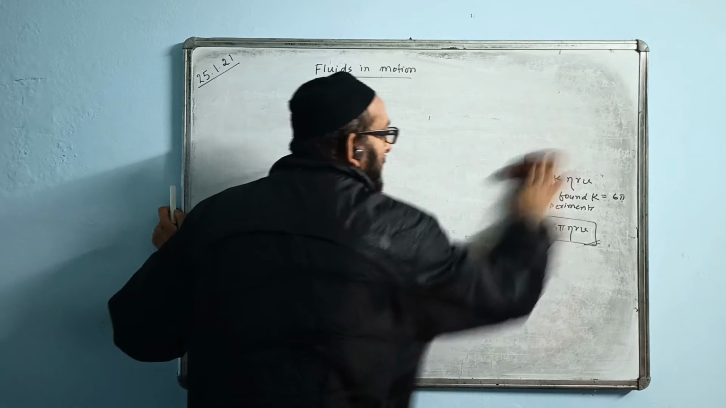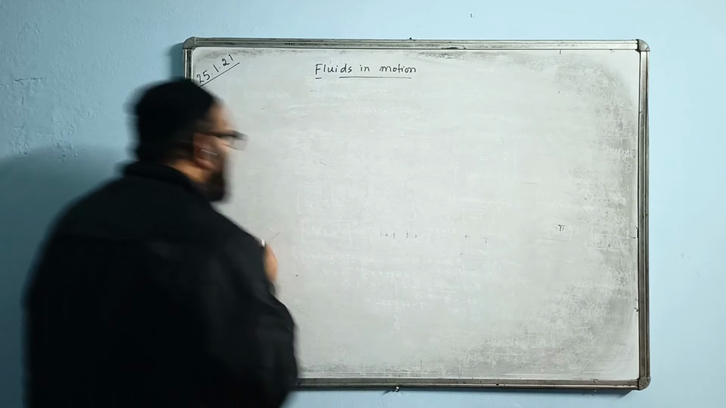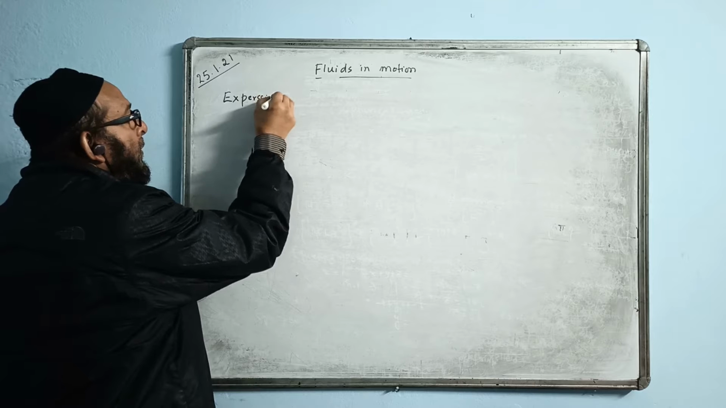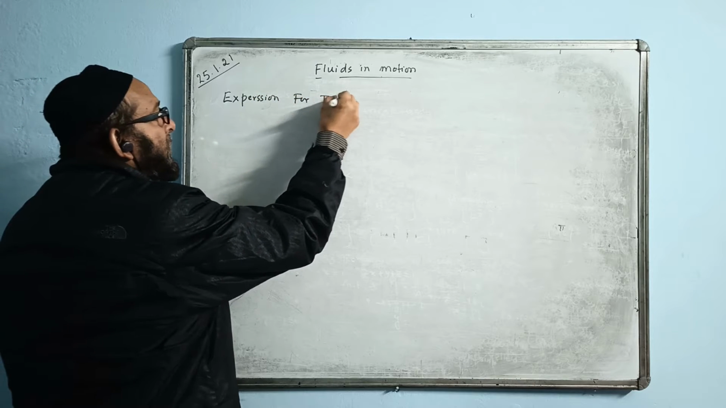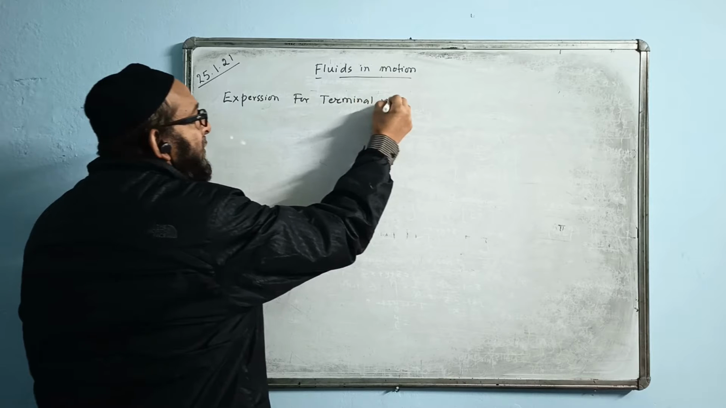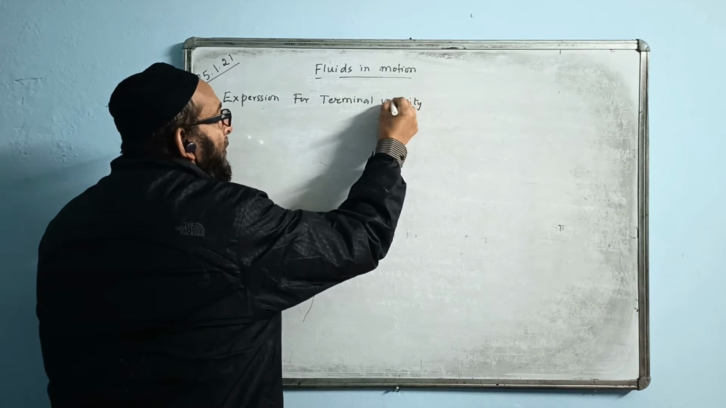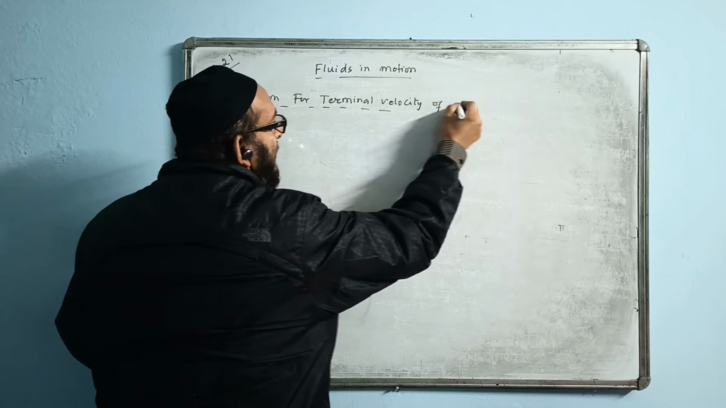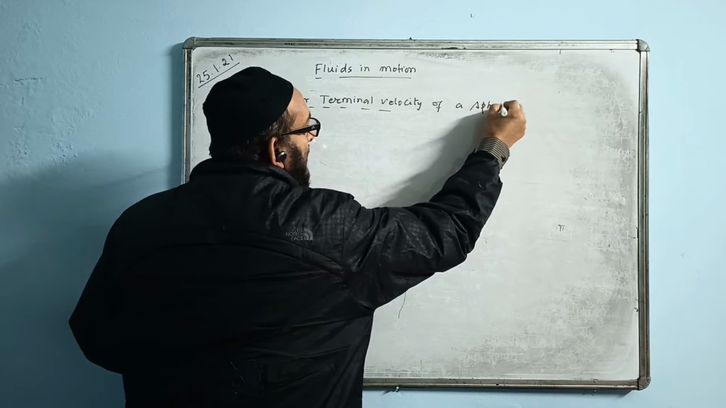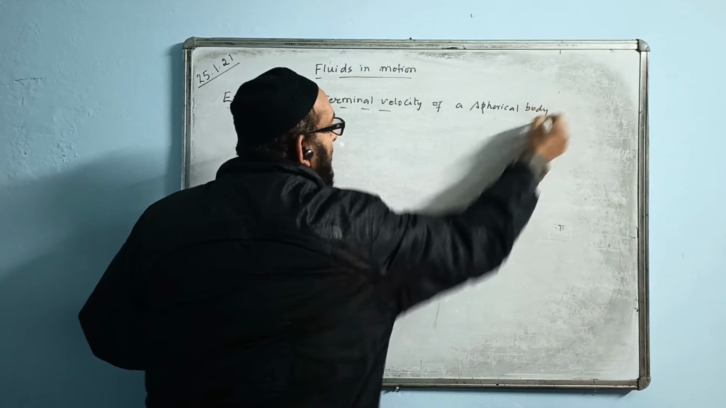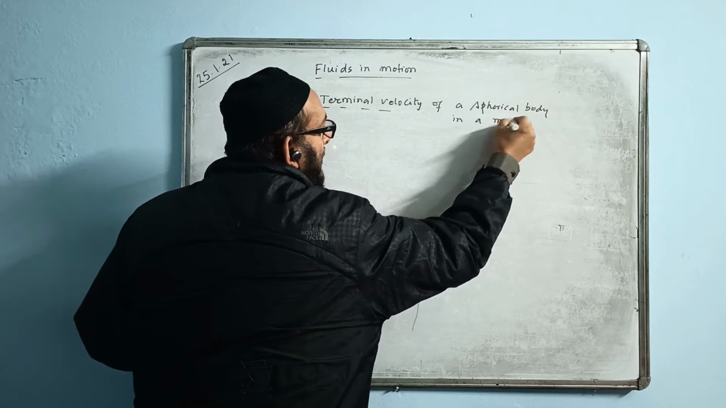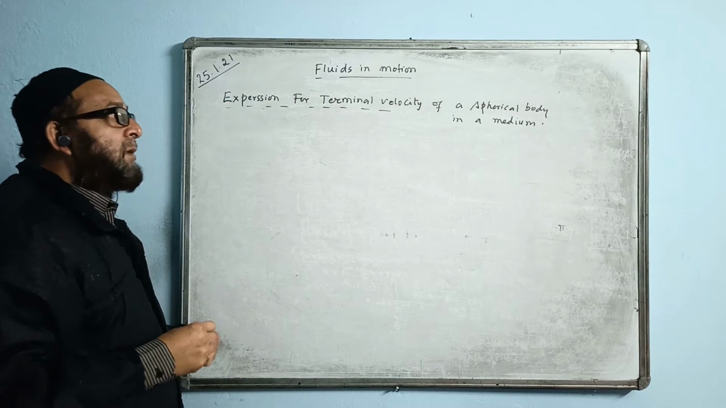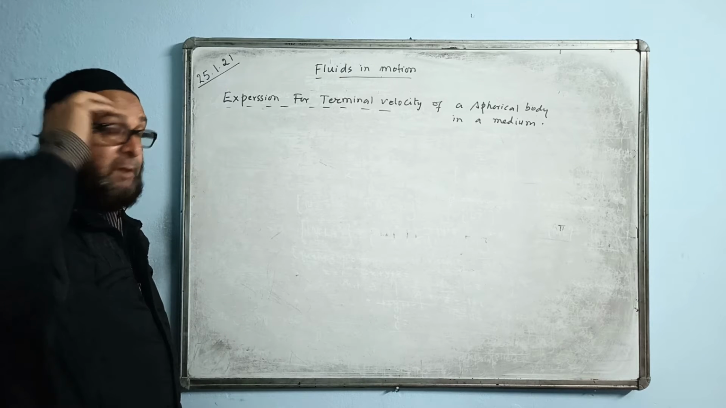Now, the expression for terminal velocity of a spherical body in a medium. Of course, the medium is a viscous medium. In the viscous medium, what is terminal velocity and how do we find this expression?